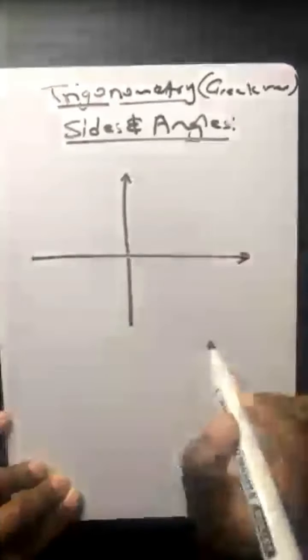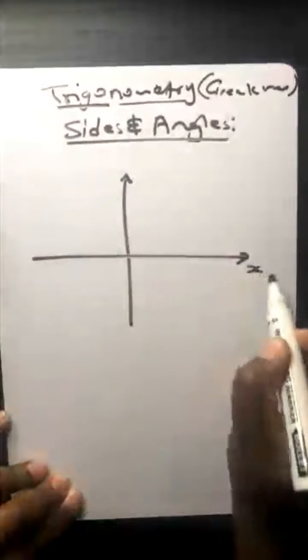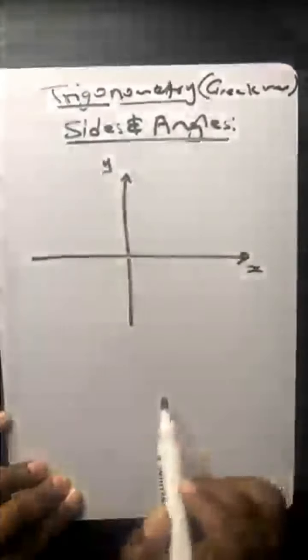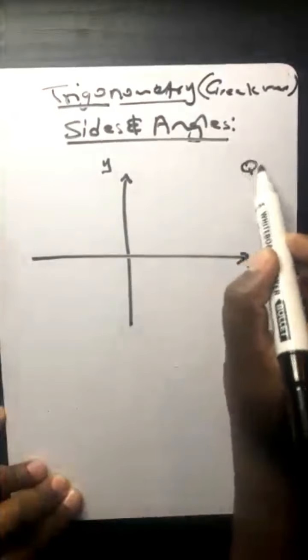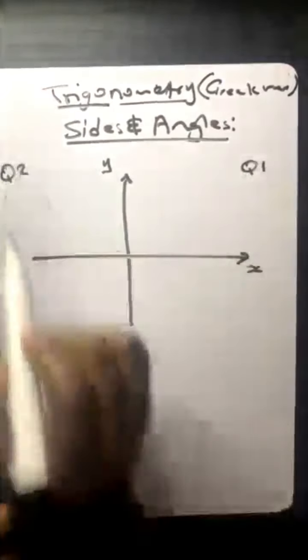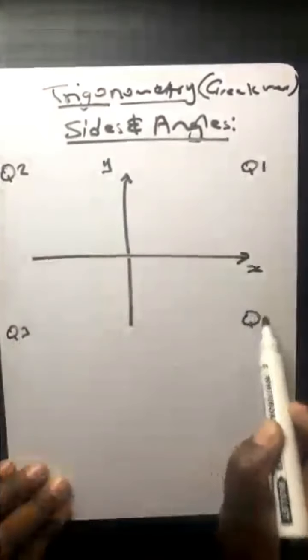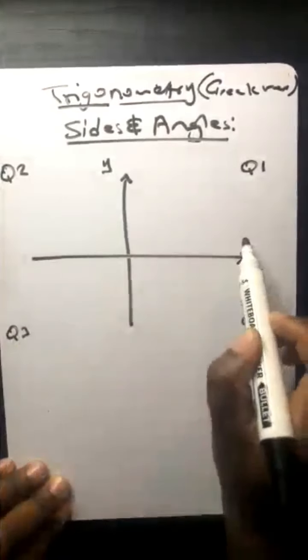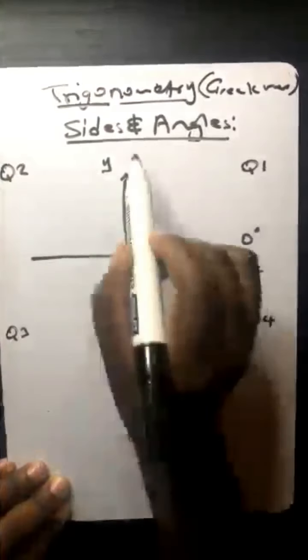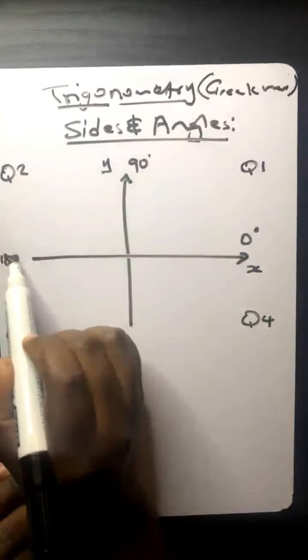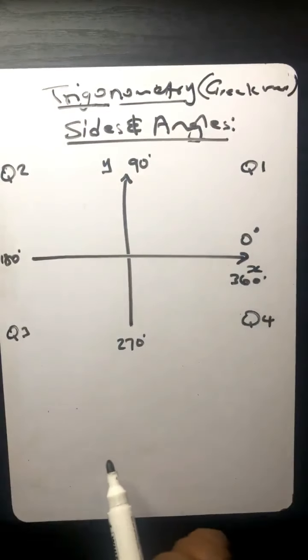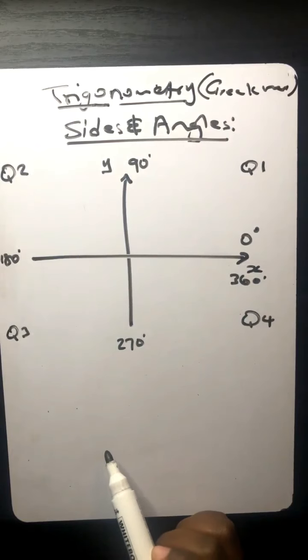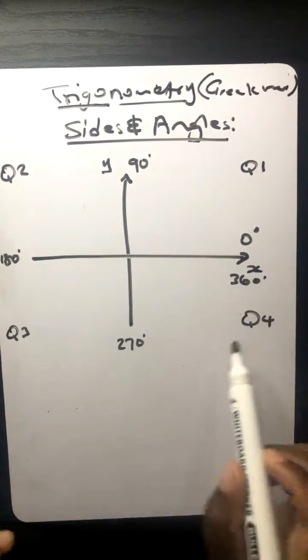A Cartesian plane has the x-axis and the y-axis, which form a horizontal and vertical line. Obviously, you know very well that we've got quadrant number 1, quadrant number 2, quadrant number 3, and quadrant number 4. Most importantly, this is where our zero angle is. Then we've got 90 degrees, 180 degrees, 270 degrees, and 360 degrees.